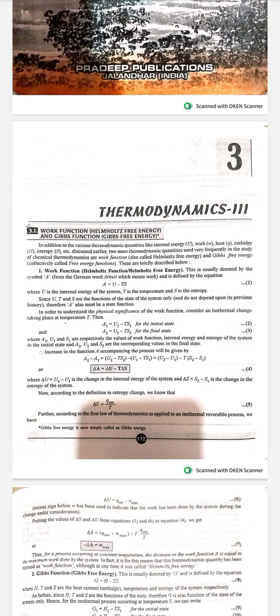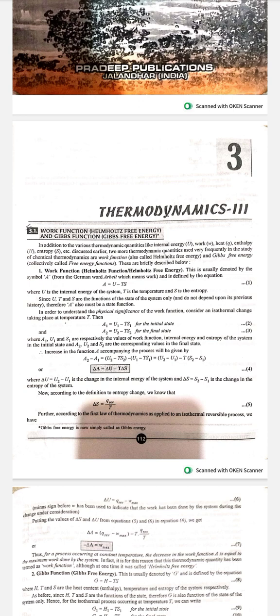In addition to the various thermodynamic quantities like internal energy U, work, heat, enthalpy, and entropy discussed earlier, two more thermodynamic quantities used frequently in the study of chemical thermodynamics are work function and Gibbs free energy. These are briefly discussed below.